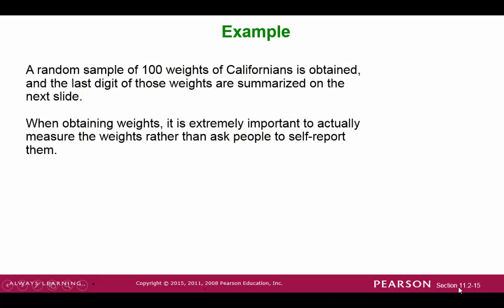Let's take a look at an example. We have a random sample of 100 weights of Californians obtained, and we will look at the last digit of those weights.